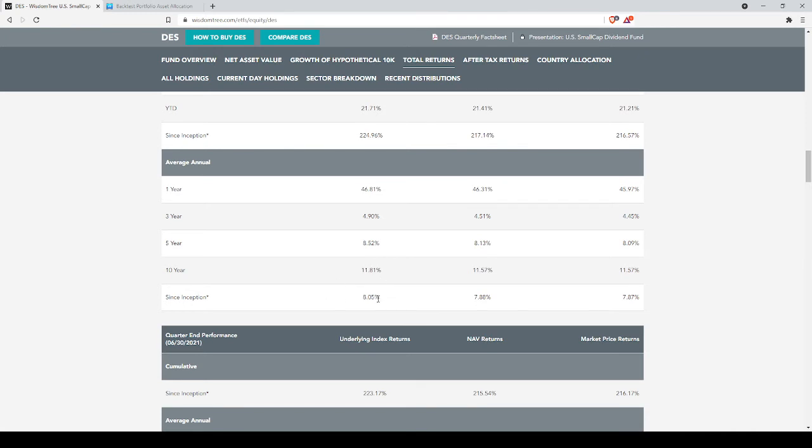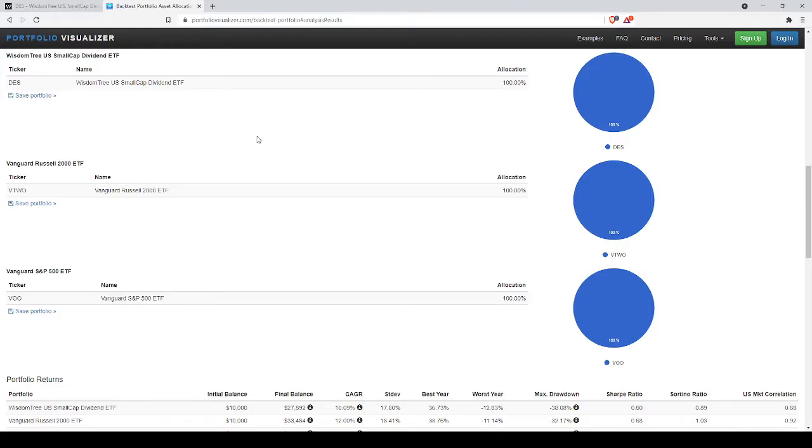Since inception, we can see it's about 8%, so really right around the low end of what the S&P does, the wide market. So really not a ton of difference from the wide market in this small cap dividend fund, so keep that in mind. So if you're looking for dividends as opposed to just capital appreciation, this might actually be something in that realm. Next, we can do our back test.